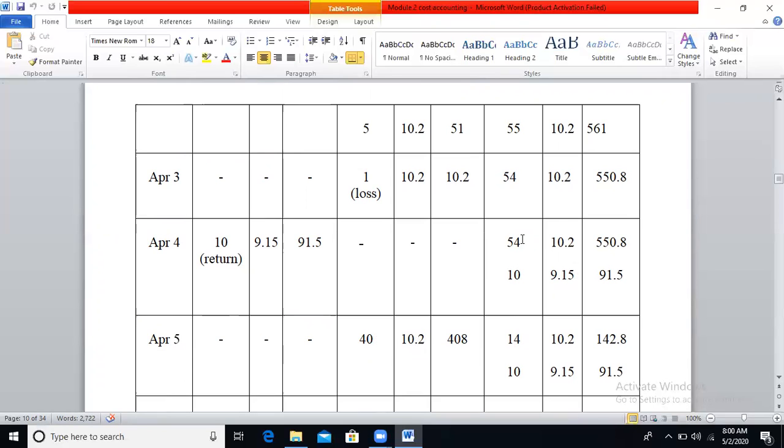So out of 54, you have already issued 40 units. The remaining balance will be 14 units at rupees 10.2. The total value will be 142.8, and still we have not issued 10 units. That 10 units also you have to show: 10 units at rupees 9.15. The total value will be 91.5.